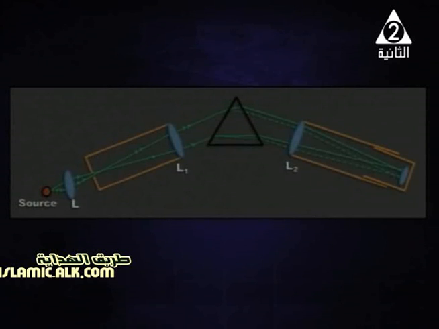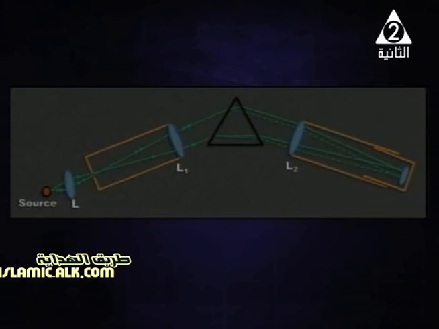Okay, the light from the source is focused on the slit of the collimator by a lens denoted by capital L. The slit is placed at the focus of the lens L1. So light rays produced by L1 are parallel light rays.